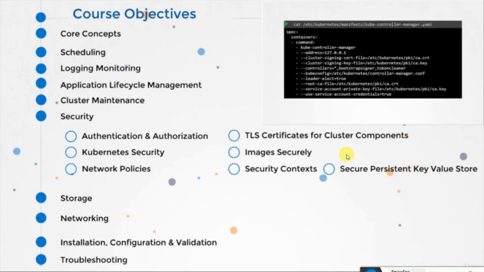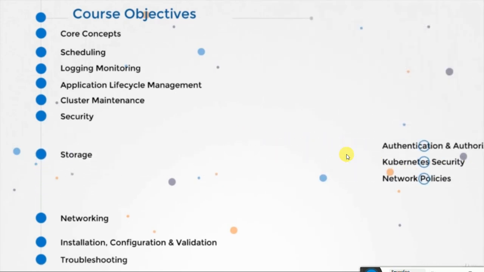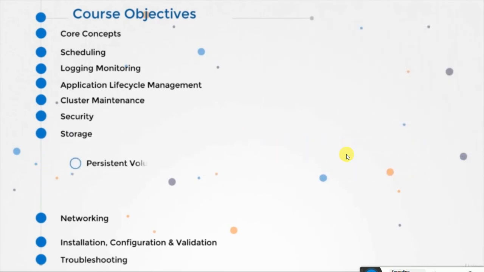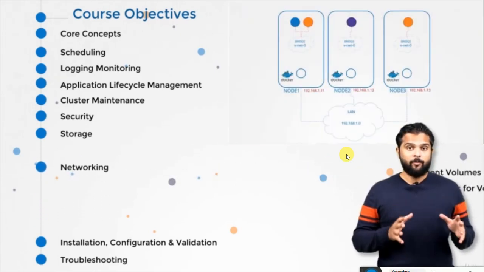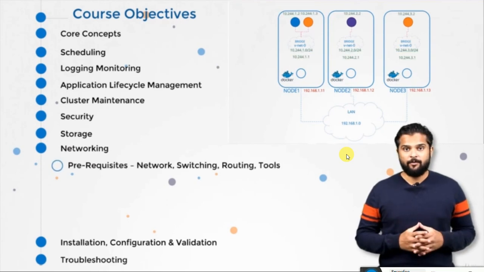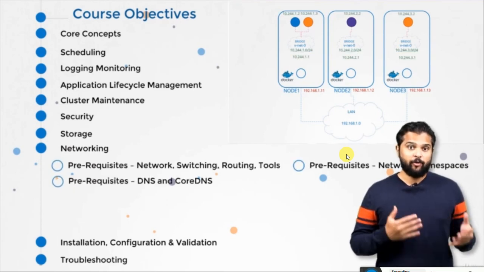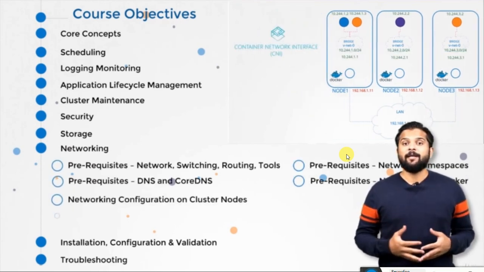We then look at role-based access controls and attribute-based access controls for authorization. We then look at network policies and security contexts. In the networking section, we start with some optional networking prerequisite lectures. This will help you understand and troubleshoot networking in Kubernetes in depth.